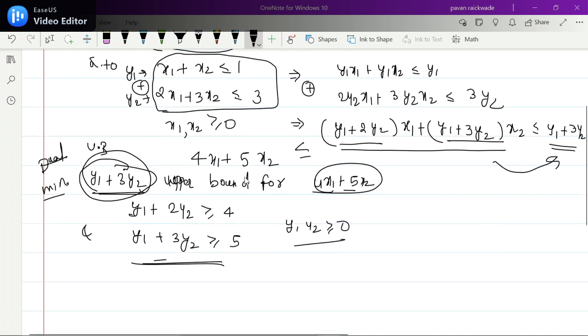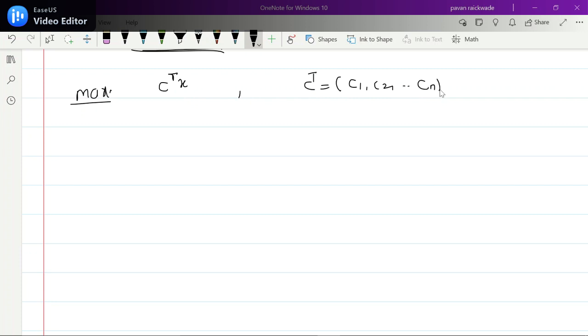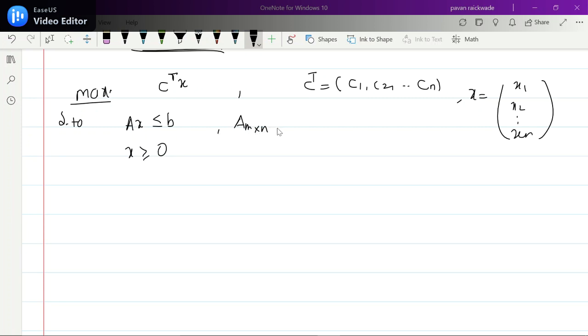So if we generalize this, we just observed this for the 2 cross 2 case. Suppose we generalize: maximize the objective function, which we write as c transpose x, where c transpose is a row vector c1, c2 up to cn, and x is a column vector of unknowns x1, x2, up to xn, subject to the condition Ax less equal b, x greater equal 0. A is an m cross n matrix of coefficients and b is an m cross 1 vector.